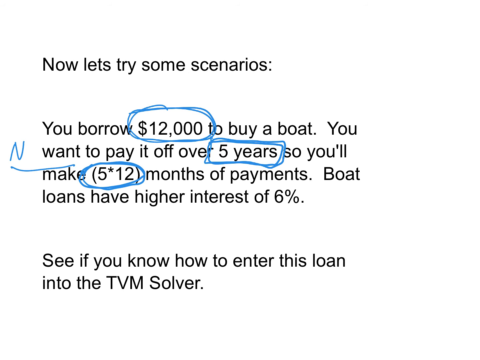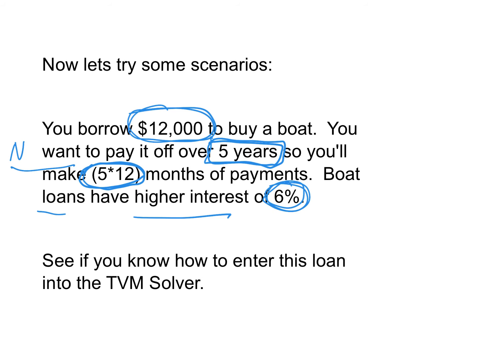That's the number of payments. That's where you'd type in 5 times 12, and it would tell you that that is 60 payments. Now, boat loans have a higher interest, and so we're going to change our interest to 6%. It is true because boats aren't as good of a safe investment for the bank, and that's why they charge you more interest to borrow money towards a boat.